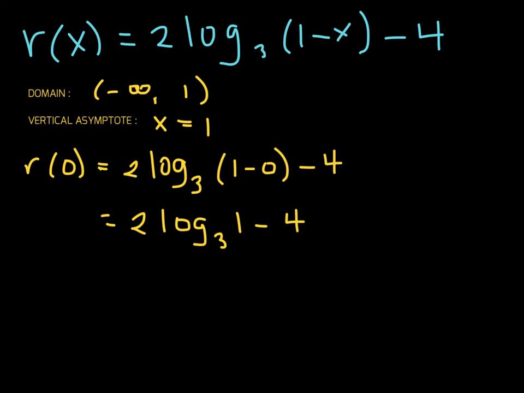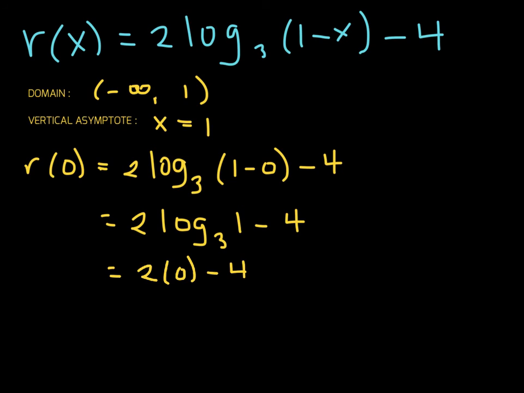Now again, I'm going to help you interpret this notation. Log base 3 of 1 means the exponent to which you raise 3 in order to get 1. That's 0. 3 raised to the 0th power gives you 1. So therefore, this is 2 times 0 minus 4.